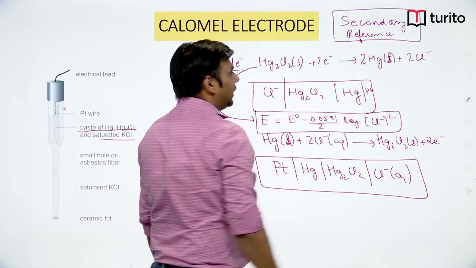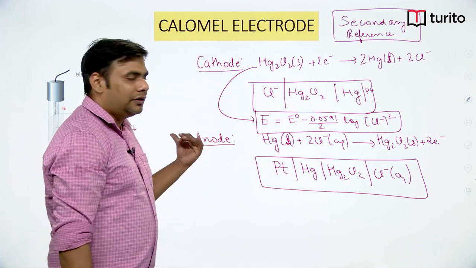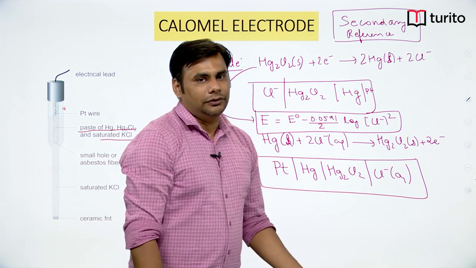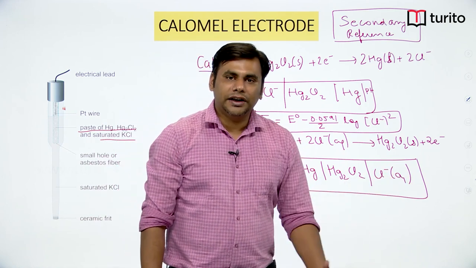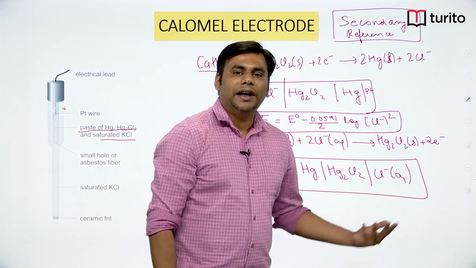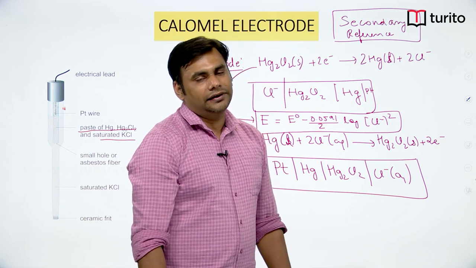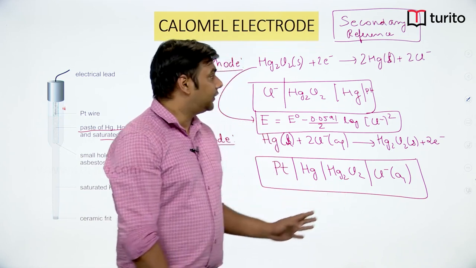Okay, this is better than the gas ion electrode, the SHE electrode, because we have to just maintain a saturated solution. So we have to dissolve sufficient KCl in the solution so that the solution is saturated, and we don't have to maintain any pressure or active concentration of the ions in the solutions. Okay, so hope this is clear to you.